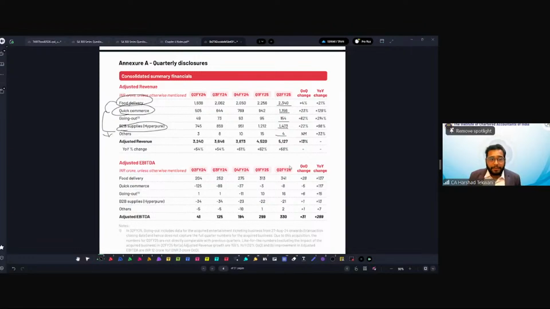Are you understanding? For example, after having revenue of 1516, there is a loss of 8 crores. So there's a loss in quick commerce, even though there is a good increase in the revenue. Despite a good quarter to quarter change in revenue, there was still a loss at the EBITDA level. Same way, B2B supplies. After having this much revenue, which increased year on year and quarter on quarter, I have a loss. I will do more risk assessment procedures by understanding why there is a loss. This is a critical area for me.